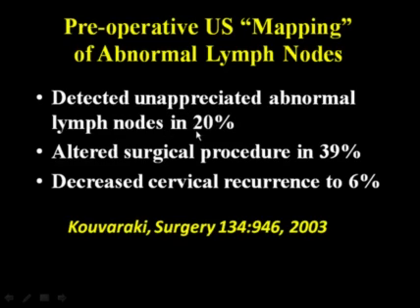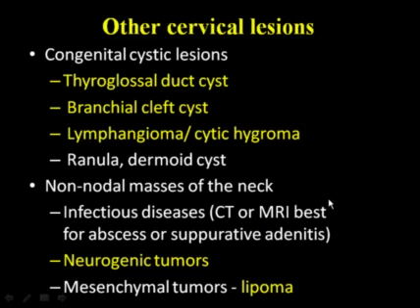So again, a study in 2003 in the surgery literature stated that abnormal lymph nodes that were unappreciated clinically were detected after ultrasound in 20% of cases. Surgical management was altered in about 40% of cases, and this decreased cervical recurrence to 6%. So more and more you're going to be asked to scan these patients preoperatively prior to their thyroidectomy to determine whether they have jugular chain metastases at the time of their initial surgery.